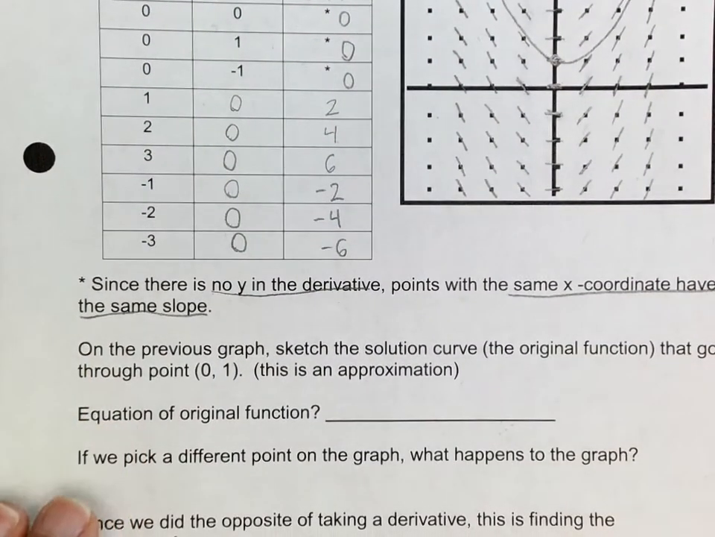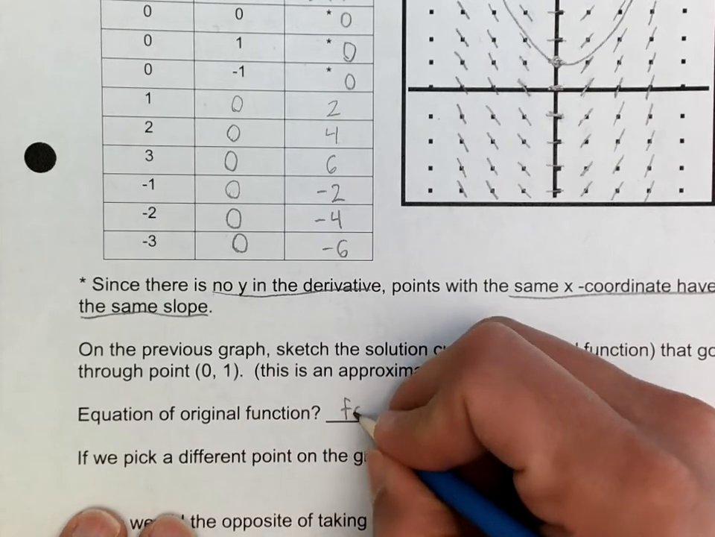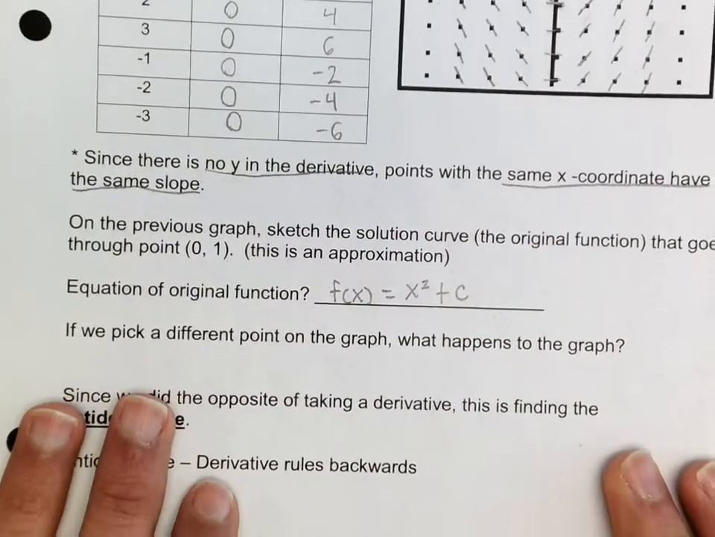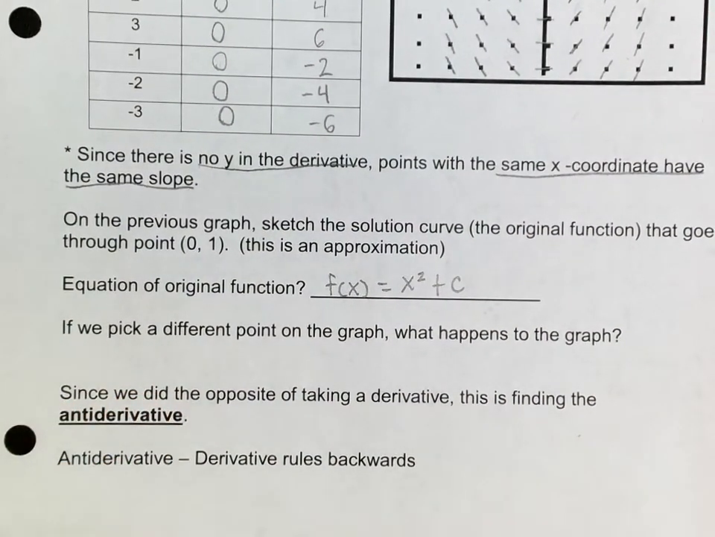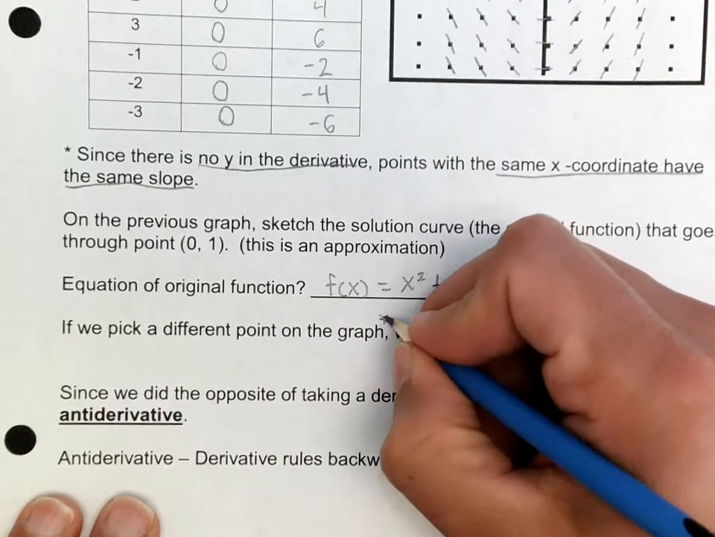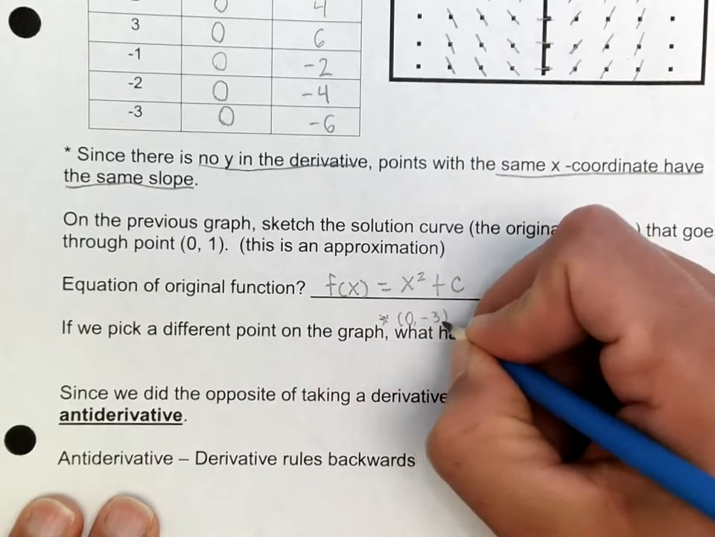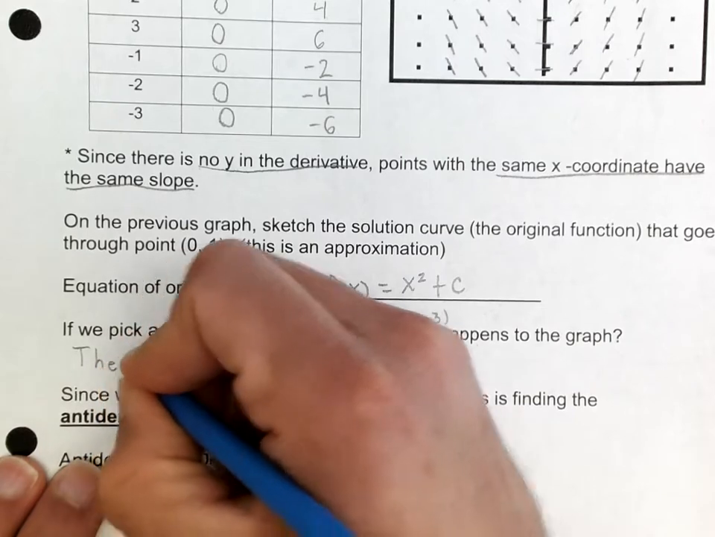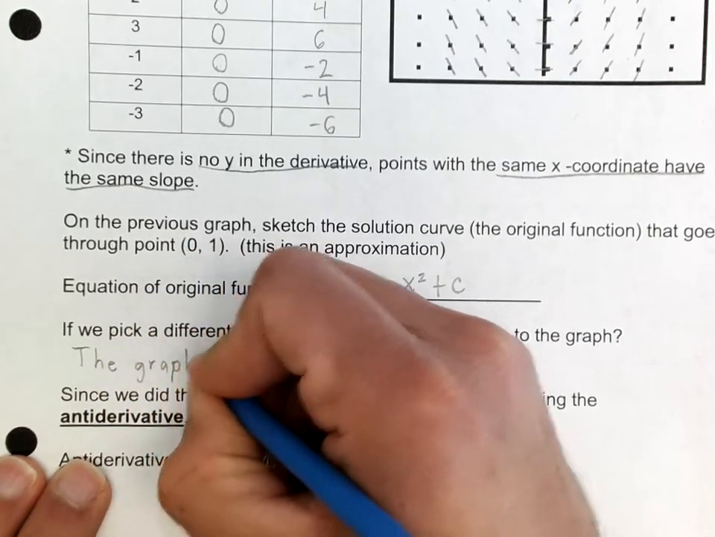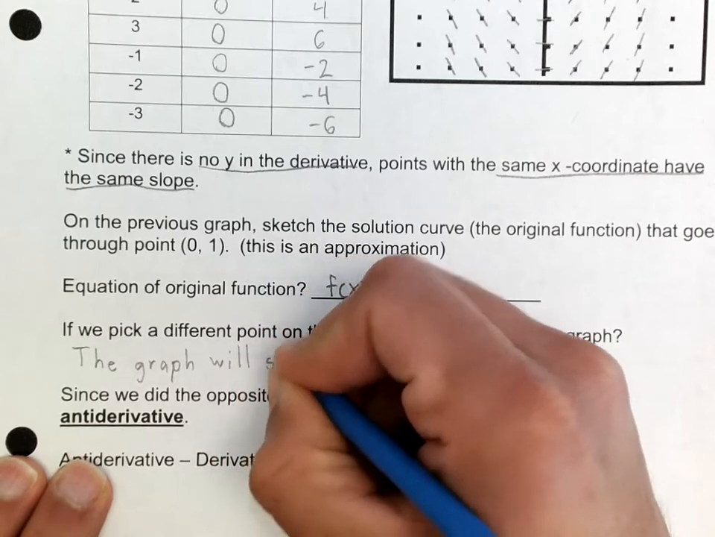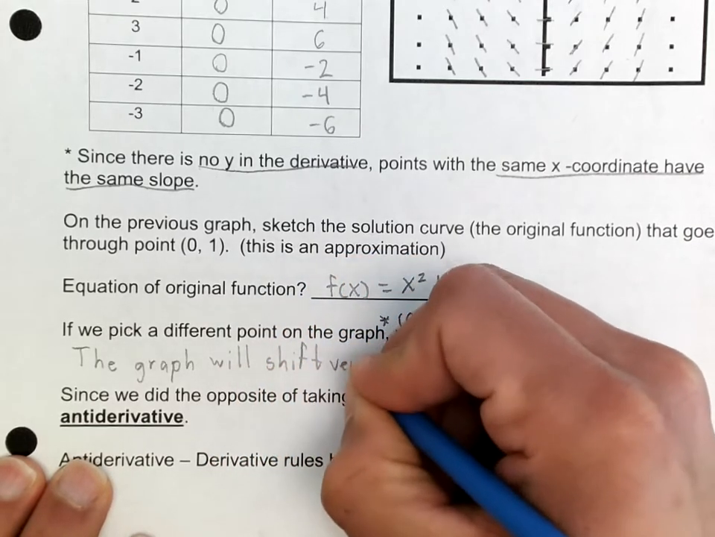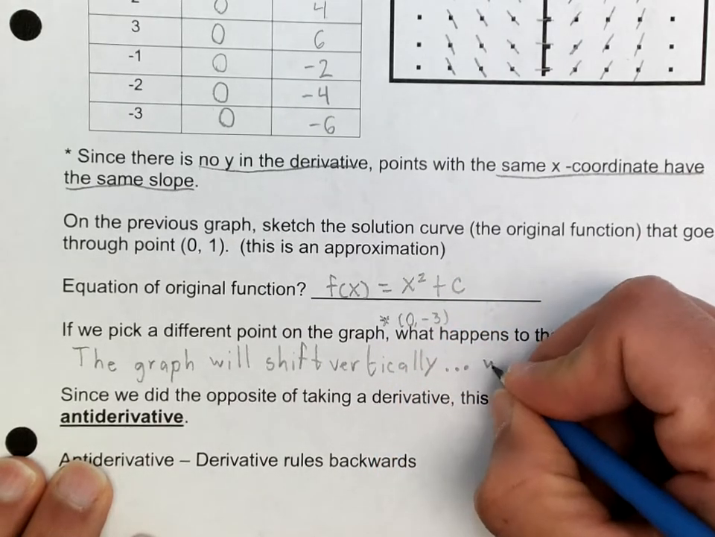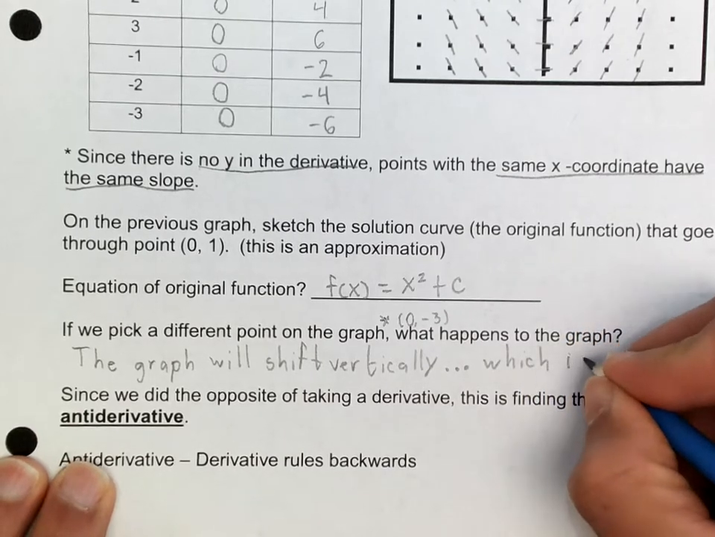So the equation of the original function, because you know how to integrate, would have been f of x is equal to x squared plus C. Now if we pick a different point on the graph, for example, like (0, -3), what happens to the graph? Well, the graph is going to shift vertically, which is why we have the plus C.